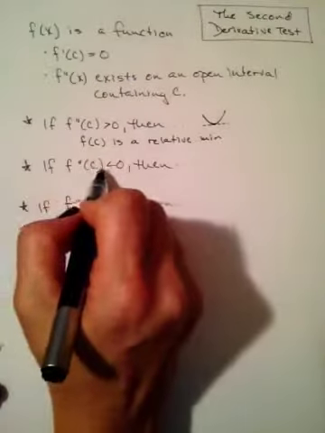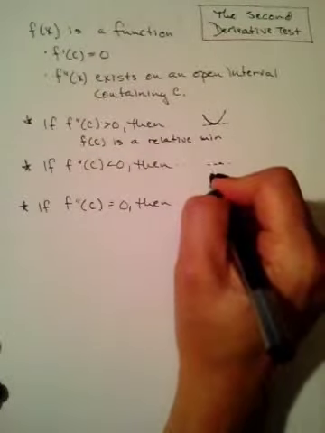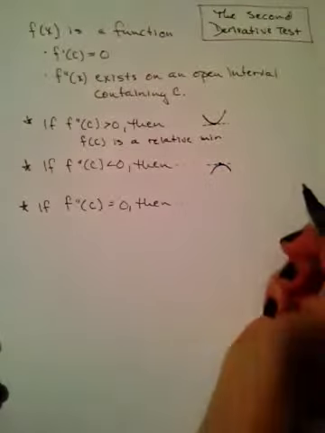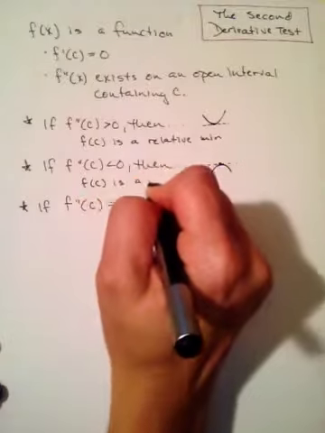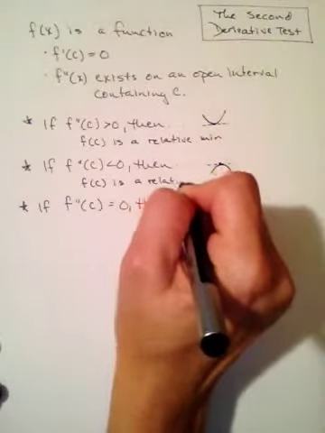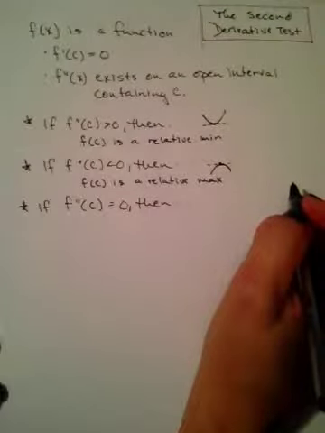If f double prime of c is less than 0, then we're saying at that flat spot, it's concave down. So f of c is a relative max. Or we could say, rather, there is a max at x equals c.